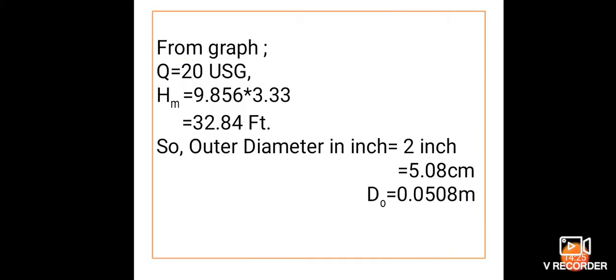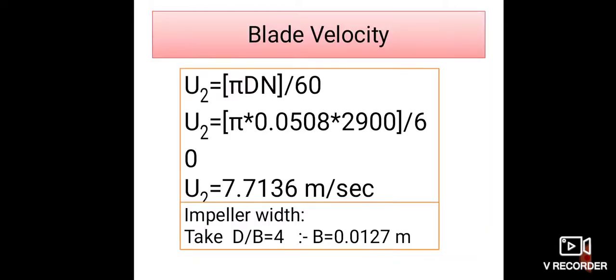If you see this calculation, the discharge is 20 US gallon, so the manometric head becomes 9.856 into 3.33. We have to multiply by 3.33 to convert into feet. The outer diameter is 2 inch from this diagram, and we convert it into meter, 0.0508 meter.